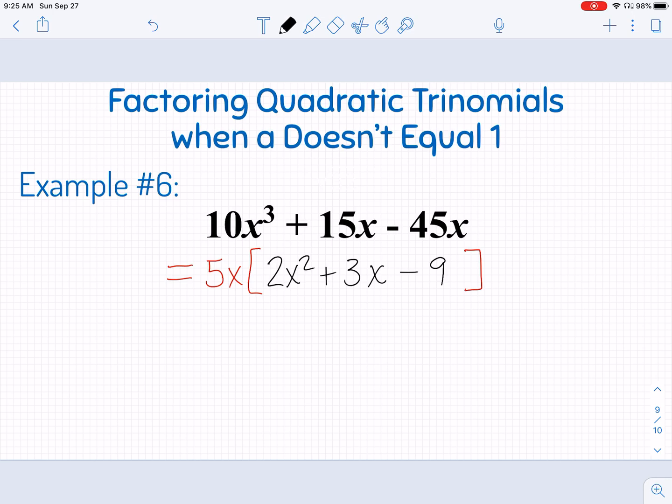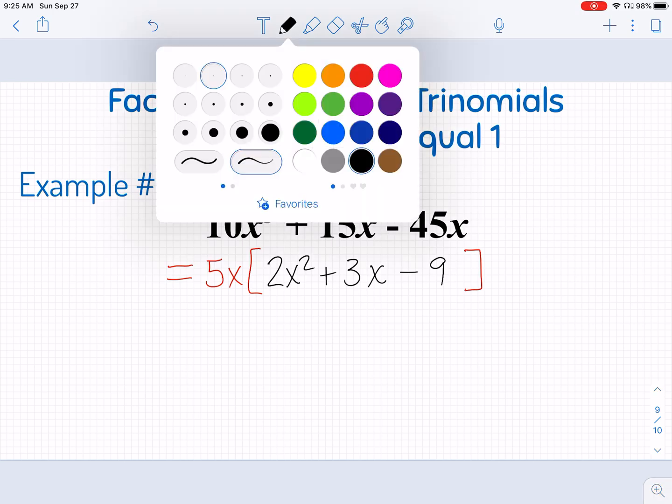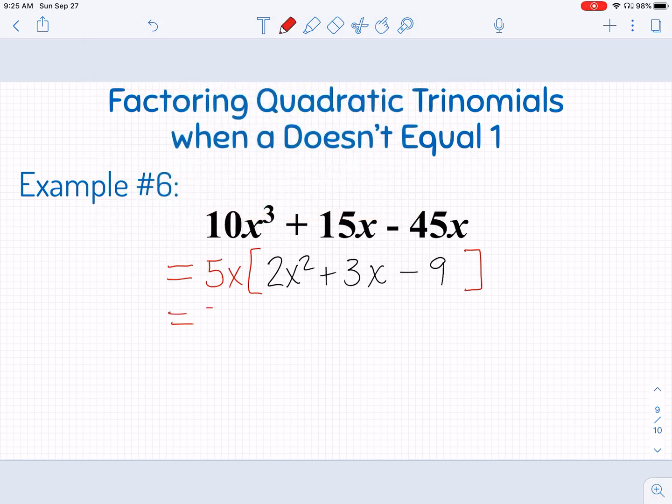I like to think of that 5x as like a bench warmer. Part of the team, important. Don't leave him at McDonald's after the game. Don't forget about him. He's got to live out there in the front all along. Every line you make, there's going to be a 5x at the front. But you can ignore him while you're factoring what's left over.